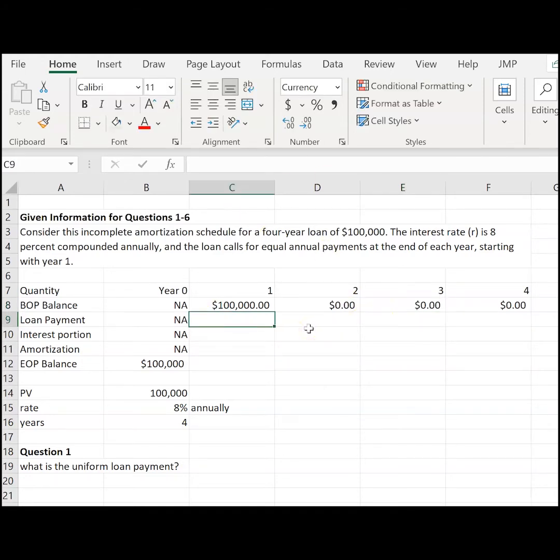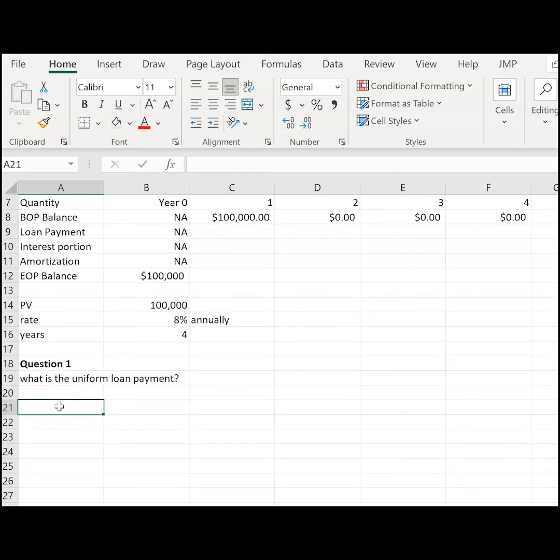All right, and then the next piece of this amortization schedule is a loan payment. That's something that we're not directly given, so we do have to solve for that. In fact, that is question 1, so we'll go ahead and solve for that down here. All right, to solve for this uniform loan payment, we are going to have to first identify which present value formula we have to use.